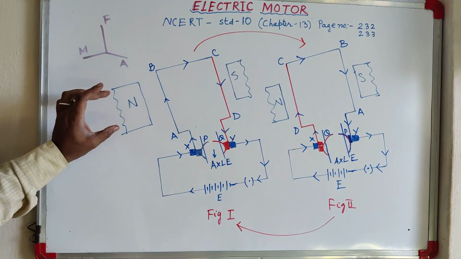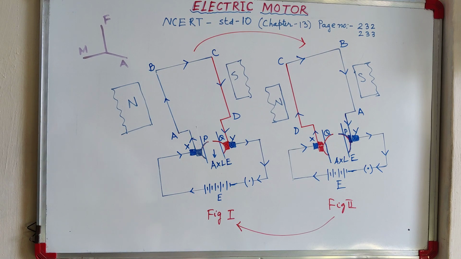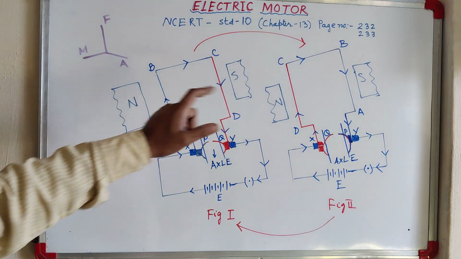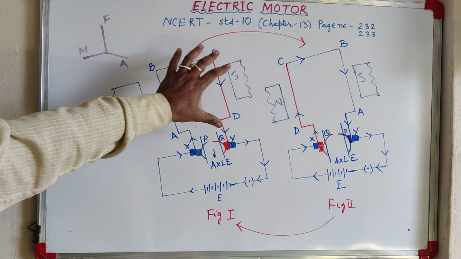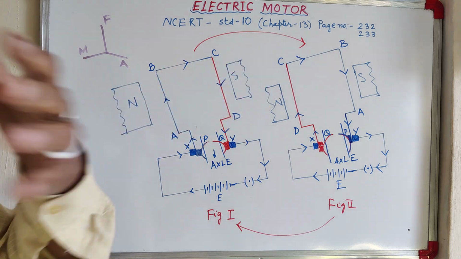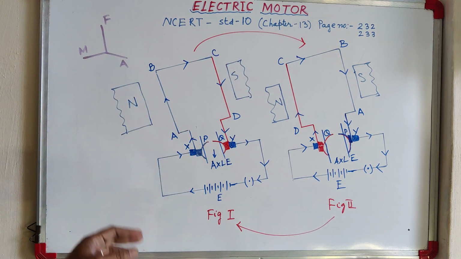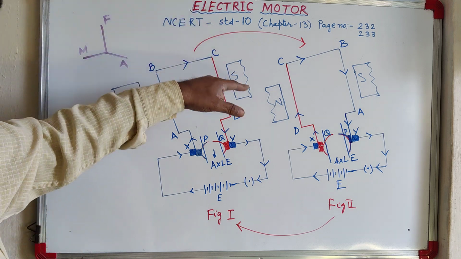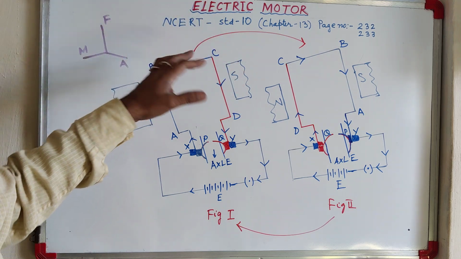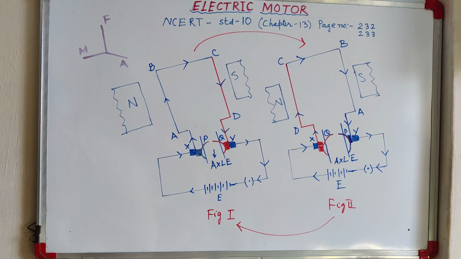Now, what does an electric motor consist of? The electric motor consists of a magnetic field. Magnetic field, you know, always goes from North Pole to South Pole. So here is a magnetic field, North Pole on the left side and South Pole on the right side, it may be either side. And this may be a horseshoe magnet. Then only it is possible, one side North Pole and another side South Pole.